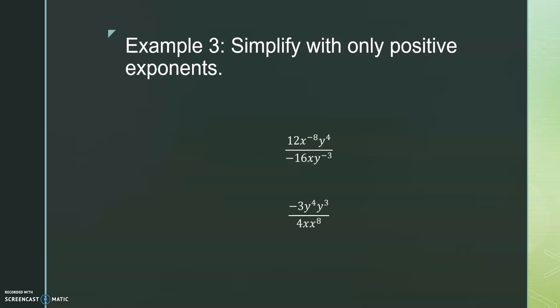Moving things with negative exponents, y to the fourth, y to the third, divided by x times x to the eighth in the numerator. Simplifying the exponents, negative 3y to the seventh, divided by 4x to the ninth.